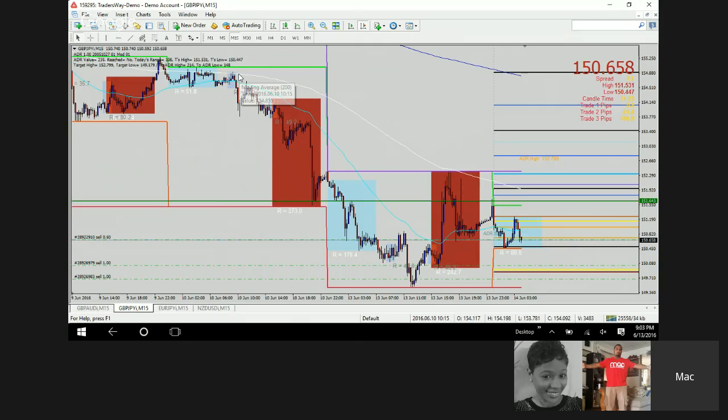And look what happened. It just drops. 300-some pips. I knew this was going to happen. I knew this was a sell. And sometimes, you know, I just do things that don't make no sense. But whenever you see that, look for a sell.